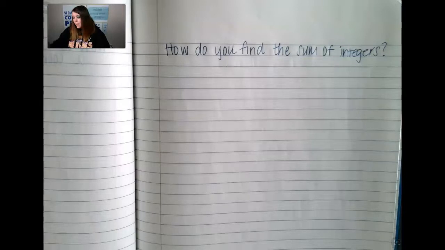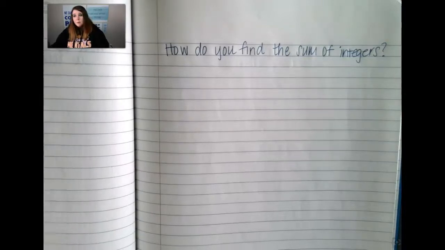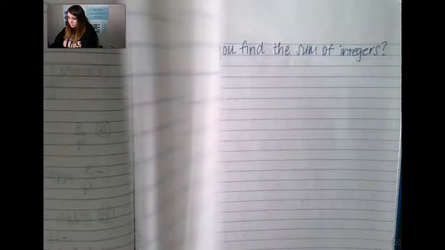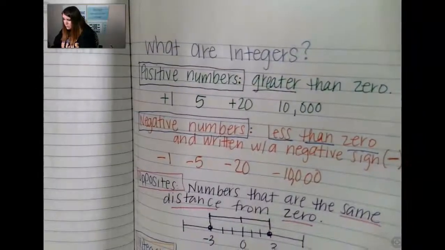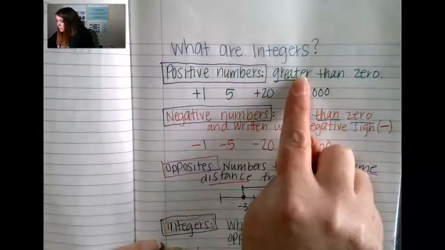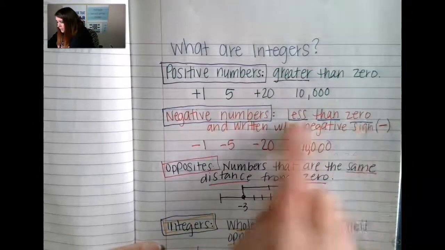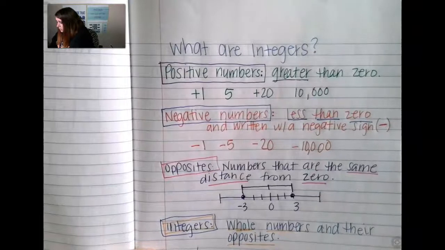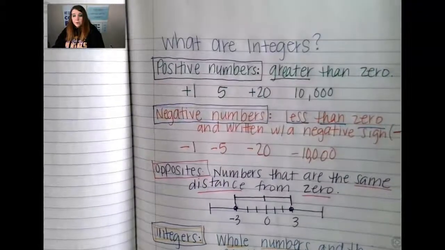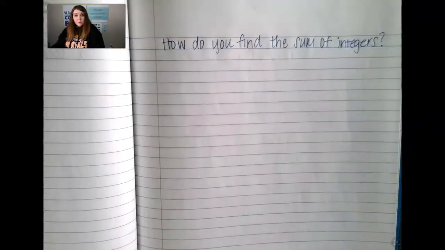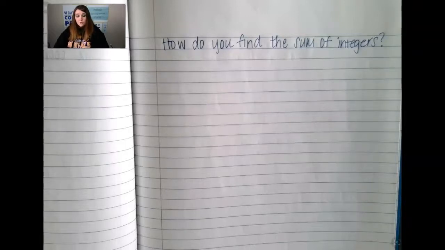So if we think back to our lesson on integers, we remember that integers are both positive and negative numbers. So integers are positive numbers that are greater than 0 and negative numbers that are less than 0. It also includes 0. So any number that's a whole number, no rationals today. So we're just looking at integers. All right, so let's first talk about some rules for our lesson today.